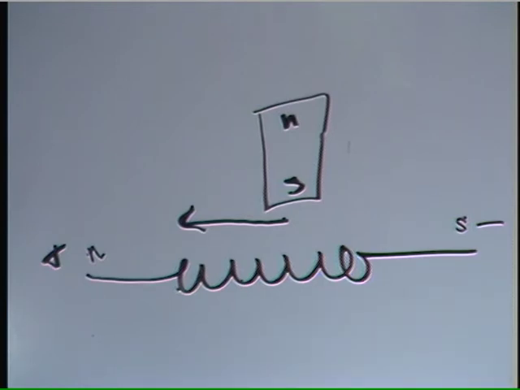Now, electricity can be generated in several different ways, but the underlying principle is they are separated north and south monopoles.